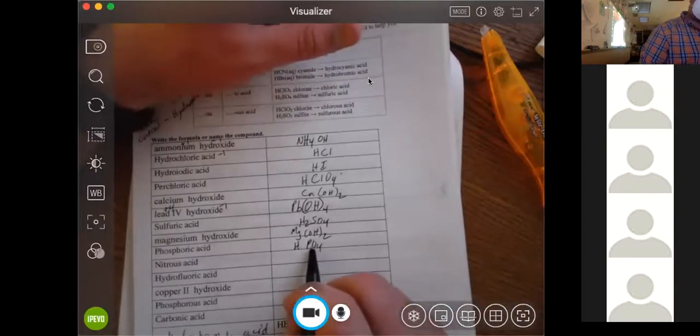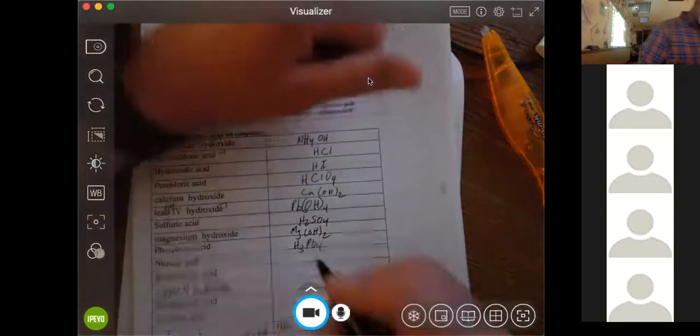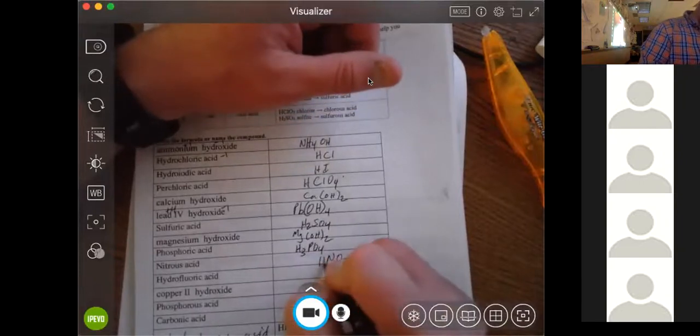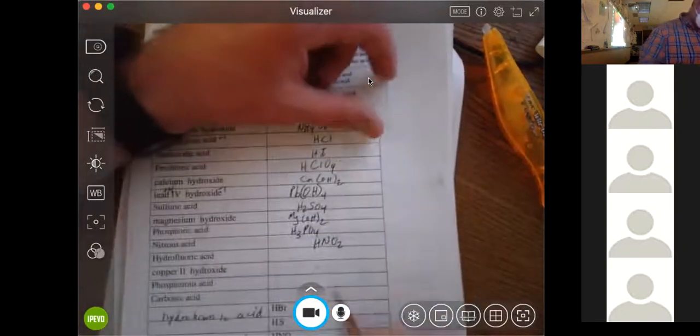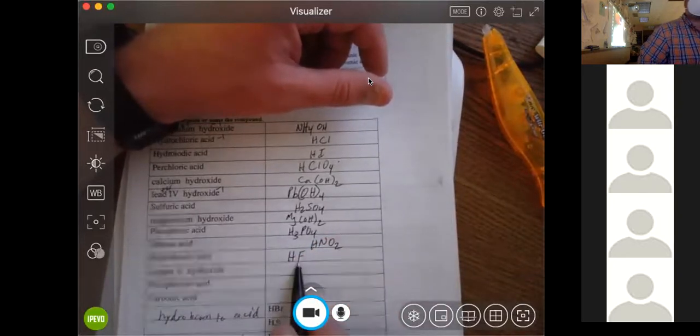PO4 3- is phosphate, so we need 3 hydrogens to balance that out. Nitrous is NO2 because it's nitrite, which has a -1 charge, so we need 1 hydrogen. Hydrofluoric, remember, if it's hydro, then there are no oxygens involved.